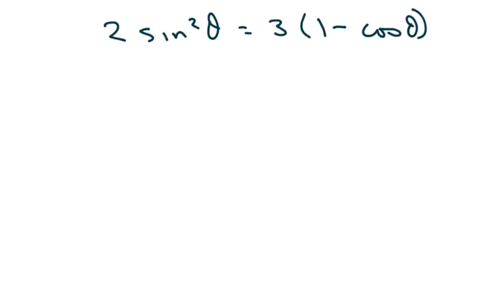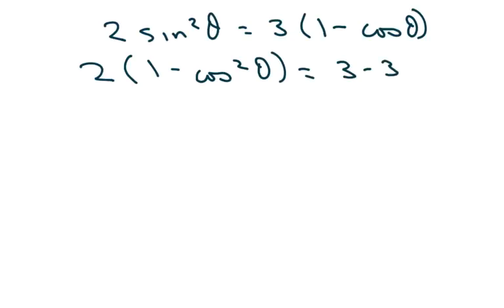Okay, the next one is 2 sine squared of theta equals 3 times 1 minus cosine of theta. And I'm going to write this as 2 times 1 minus cosine squared of theta equals 3 minus 3 cosine of theta. And this equals 2 minus 2 cosine squared of theta.